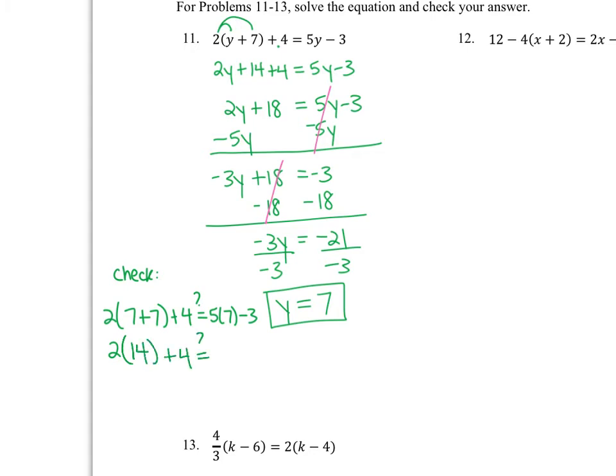Is that really equal to, on the right side, order of operations, we got to multiply first. 5 times 7 gives us 35. We still have to subtract 3. Left side now, we're going to multiply here. So 2 times 14 gives me 28, plus 4 equal to 35 minus 3 is 32. And then finish up on the left side, 28 plus 4 is also 32. So we know our answer is correct.